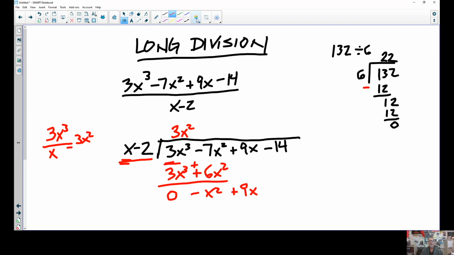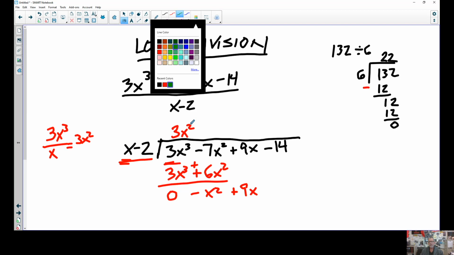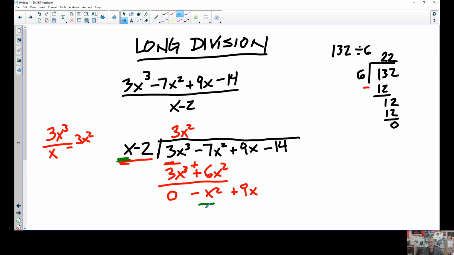So now I'm looking at x minus 2 going into this. Just like I did, I wanted to get it into 12 over here. I'm going to look at x going into a negative x squared. So negative x squared divided by x is equal to negative x. Whoops, that's supposed to be a negative x. So this is going to be a negative x up here.